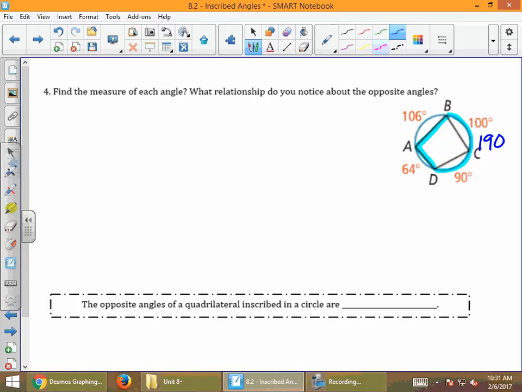190. And again, that angle is on the edge. So what do we have to divide the arc by when it's on the edge? 2. 190, I'm sorry, divided by 2 is?